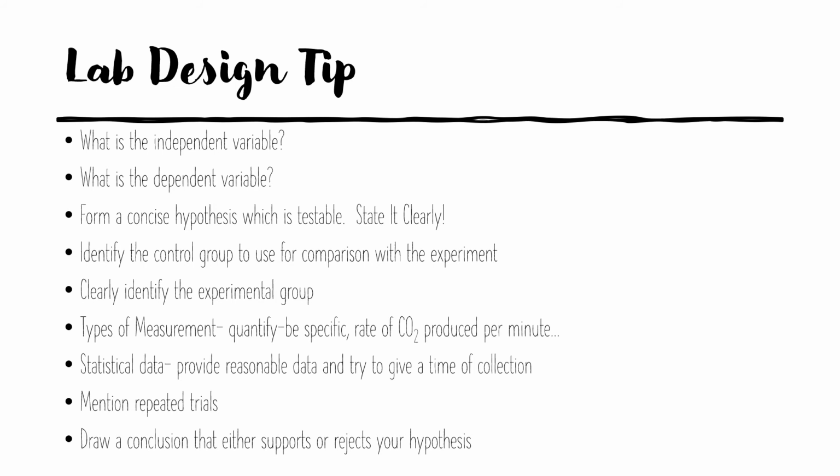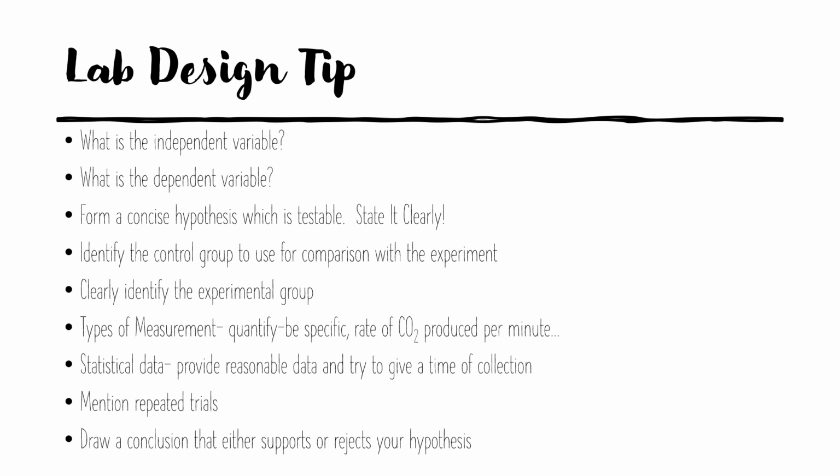Okay, so what is the independent variable? What is the dependent variable? Form a concise hypothesis which is testable. So again, make sure your hypothesis has a clear independent and dependent variable. Identify the control group to use for comparison with the experiment. So there should always be a control group, a normal conditions group that you guys can compare experimental treatment on.